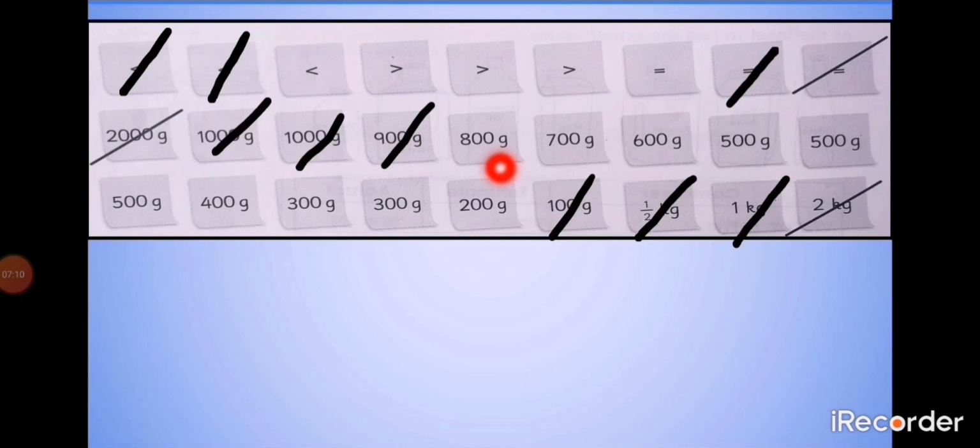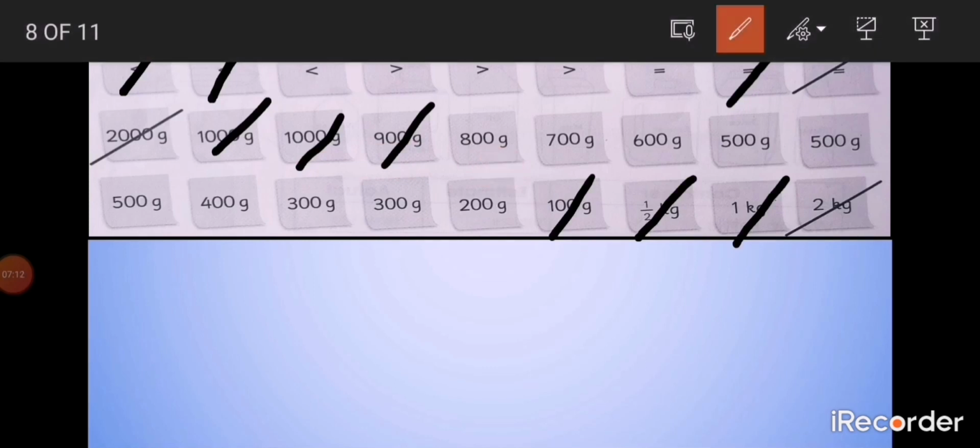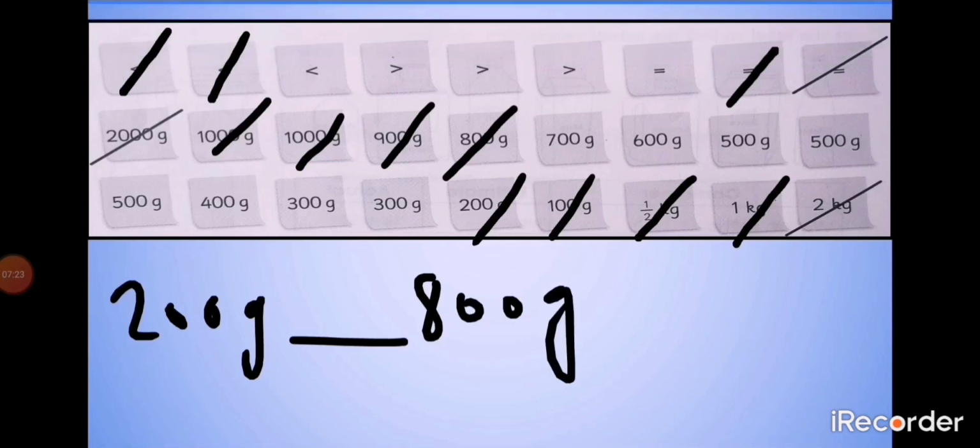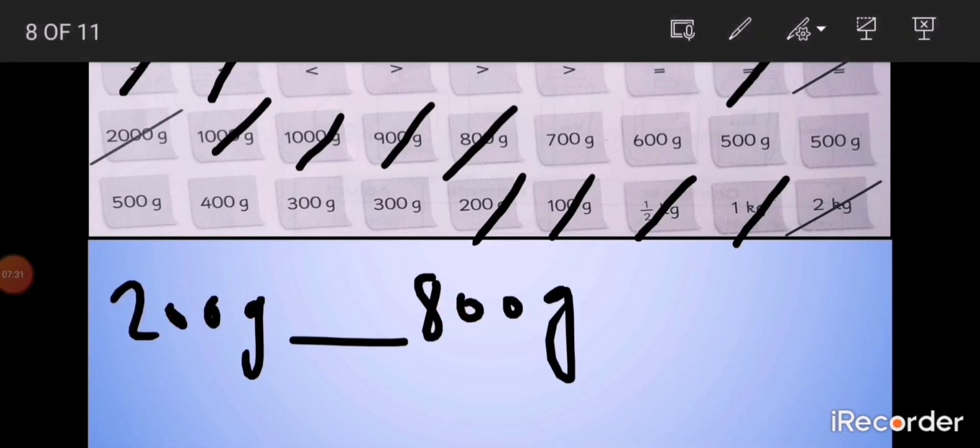Again, choose the next number, 800 gram from the first line, and from the next line, the next number is 200 gram. So 200 gram dash then 800 gram. Again, you can also look at the simple numbers, 200 and 800. Is 200 greater than 800 or smaller than 800? Yes, 200 is smaller than 800. So we put the less than sign here. Pointed side towards 200 and greater side towards 800.